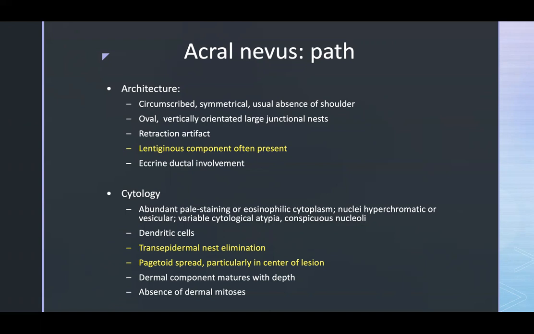And on cytology, the acral nevus has abundant pale staining or eosinophilic cytoplasm. They often have nuclei which are hyperchromatic or vesicular, variable cytologic atypia, and conspicuous nucleoli. They can have dendritic cells, transepidermal nest elimination, which can look very scary, pagetoid spread, which again can look very scary, dermal components which mature with depth, and that can be important, and absence of dermal mitosis. So the absence of dermal mitosis, I would say, is probably very helpful.